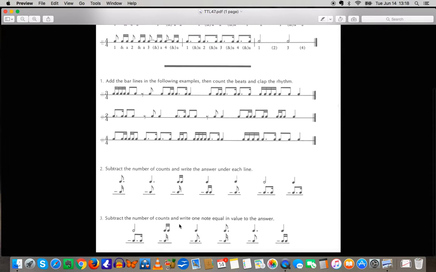Subtract the number of counts and write 1 note equal in value to the answer. So now it's the same thing, they're just looking for a note as the answer. So here you have a half note, right? Now don't get distracted by this, because we see the beam up here, we know that's 1 beat altogether. So 2 beats minus 1 beat is 1 beat, right? And you write a quarter note there, because that is 1 beat, okay?